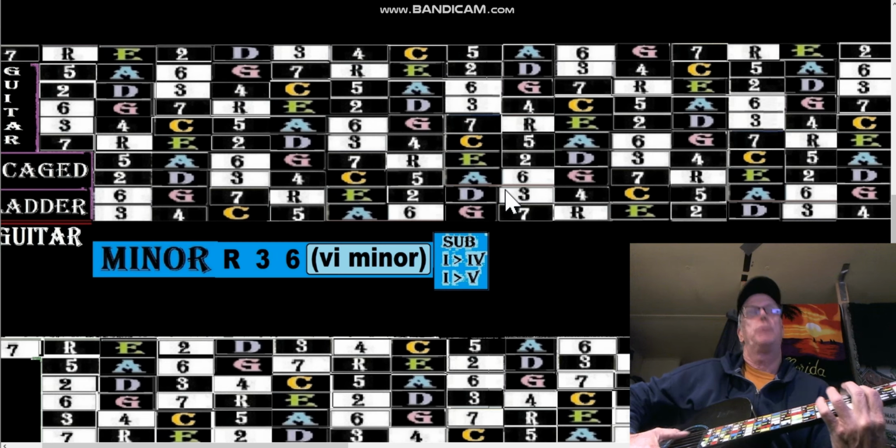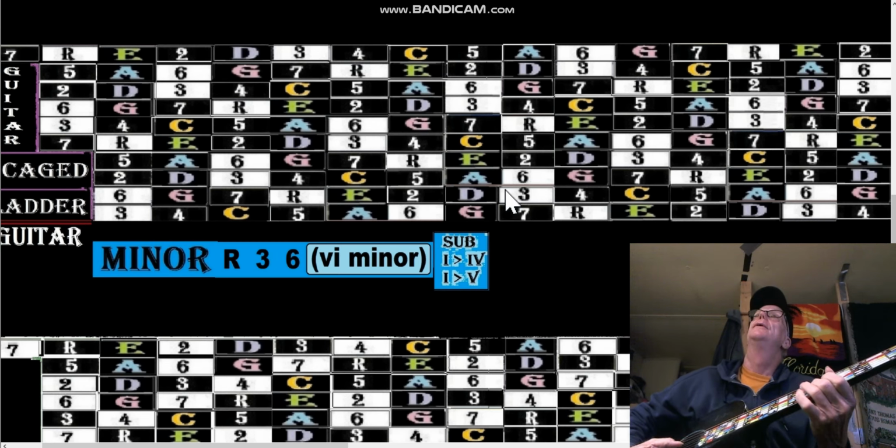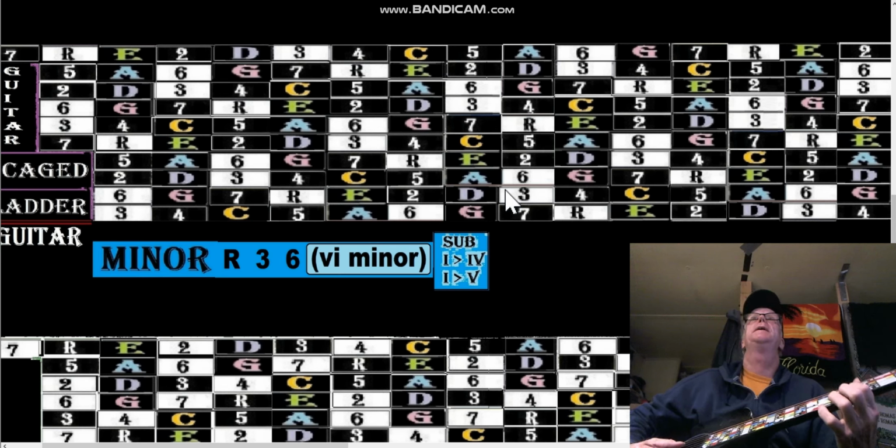So that's how that works. You can play right through that E minor and then 3/6 3/6 root.